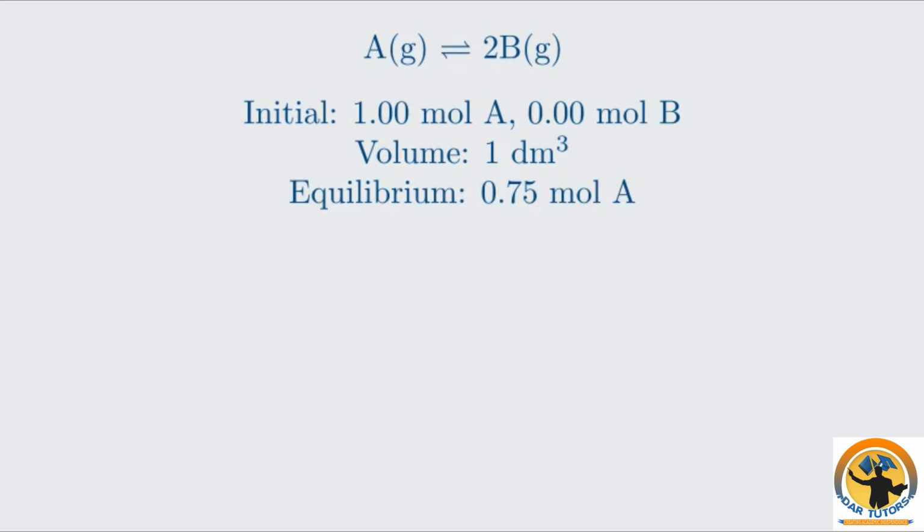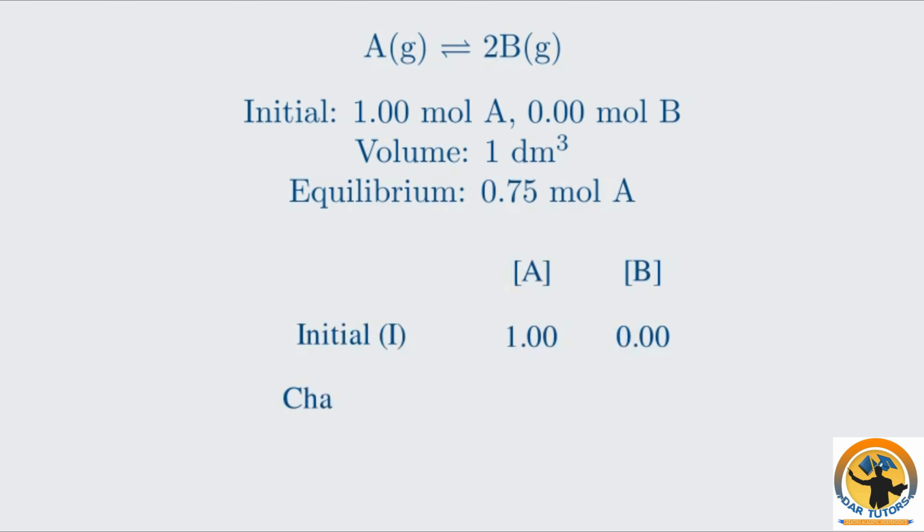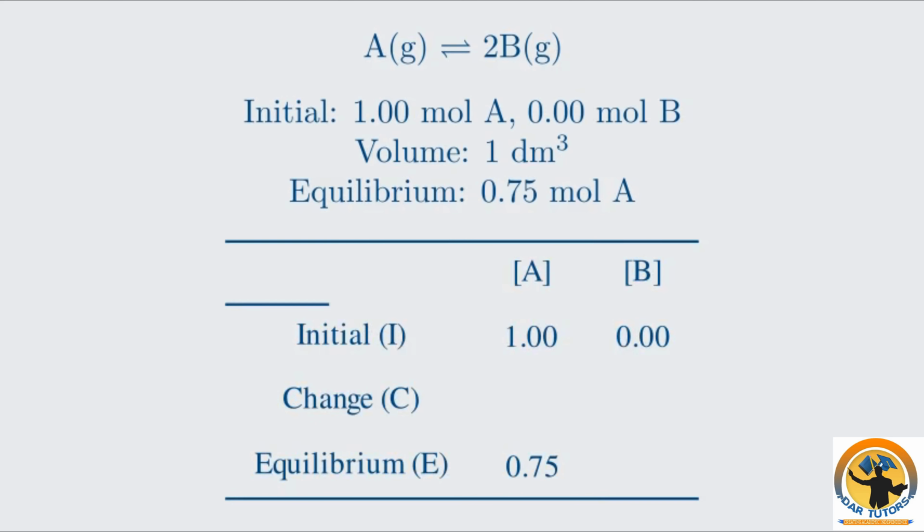Let's consider a simple example. The equilibrium between substance A and 2B. Suppose we start with 1 mole of A and 0 moles of B in a 1 dm3 vessel. We find that at equilibrium, the amount of A is 0.75 moles. We can build our ICE table. Initially, we have 1 mole of A and 0.0 moles of B. At equilibrium, we have 0.75 moles of A.